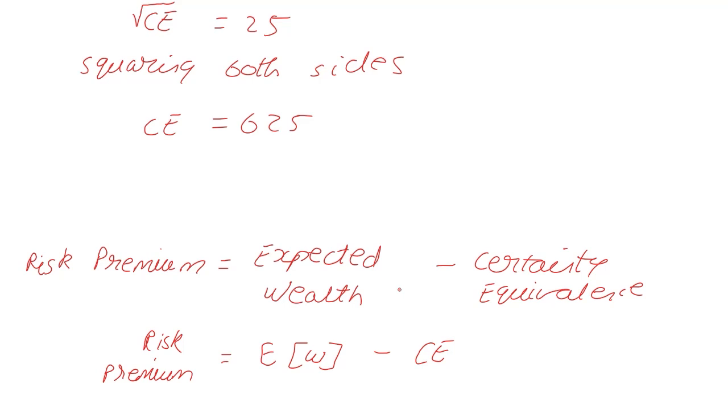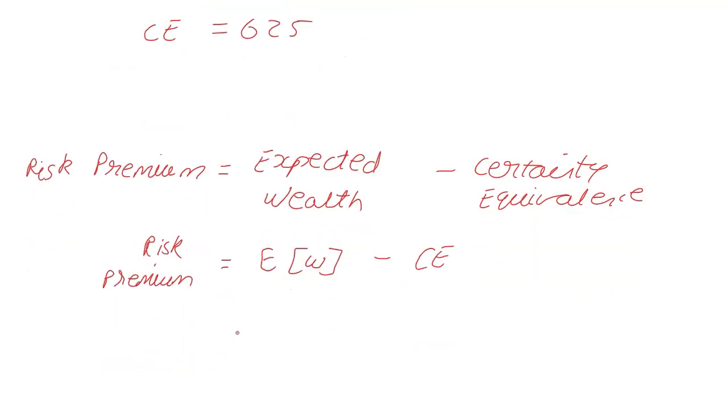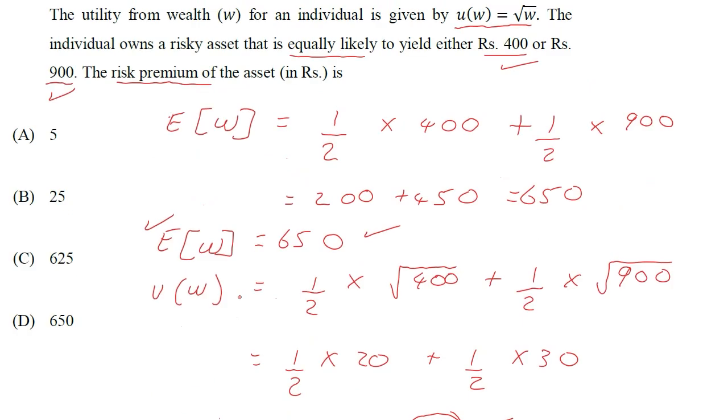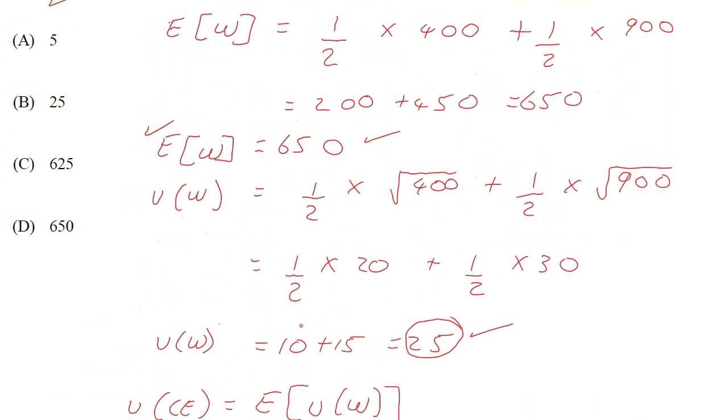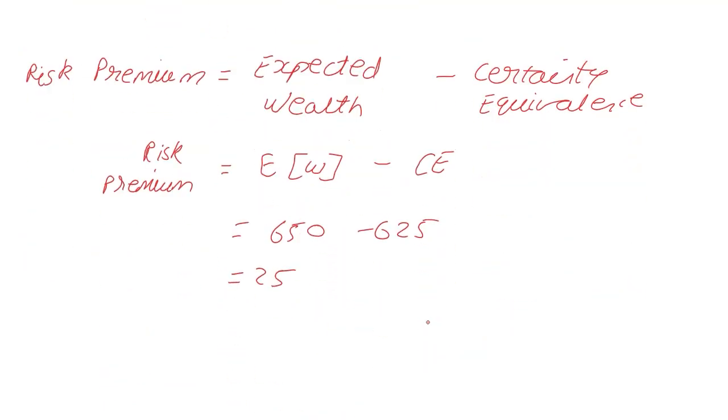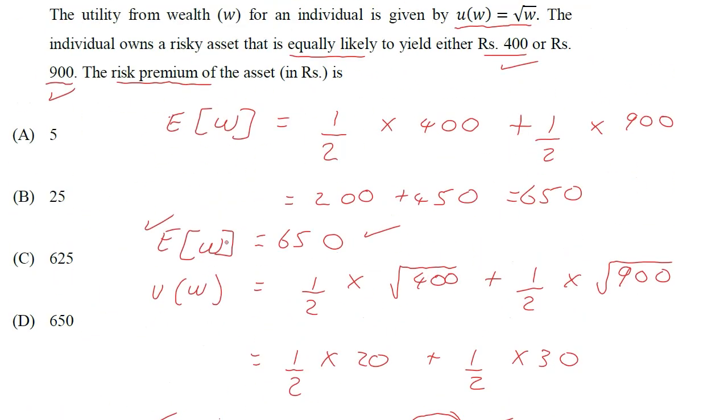Now, going further down, I know that the expected wealth is 650. The certainty equivalence is 625, and therefore the risk premium is 25. Remember, 25 has come up twice. 25 has also come up as the utility of wealth, but that is not our answer. What we are getting from this calculation is the risk premium, mind you, the maximum risk premium, and this is what they want us to calculate, as 25. Therefore, our answer is B. Any doubts? Feel free to ask.